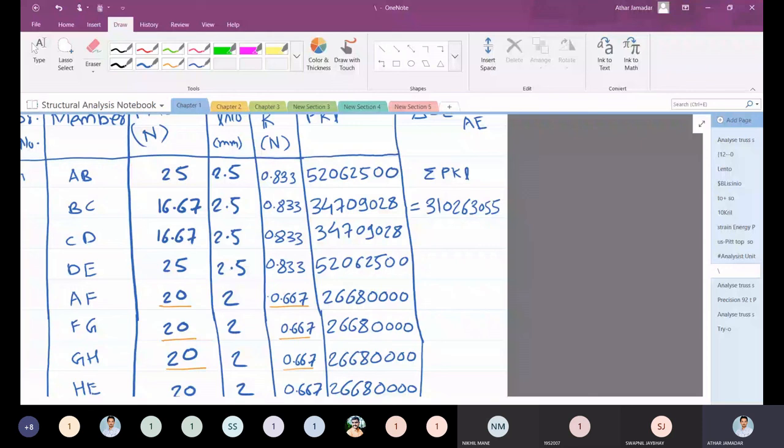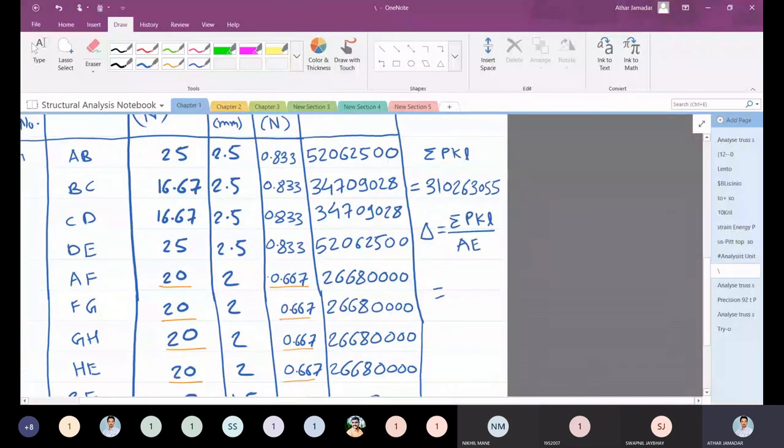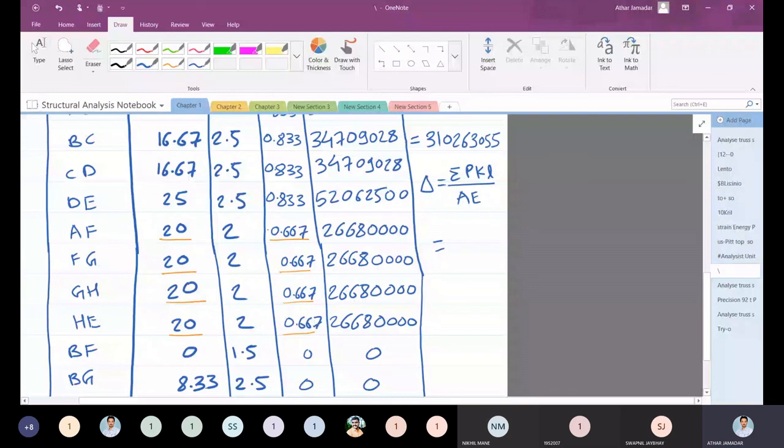Now deflection under point G, let us assume it by delta, it will be summation of PKL divided by AE. So now you can divide this value of summation of PKL with AE. Here A is 400 and E is 2 into 10 raised to 5, which gives 3.87 mm. So this will be your answer for deflection under point G.